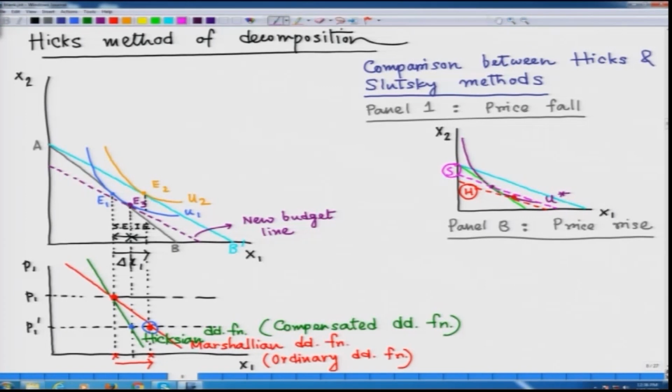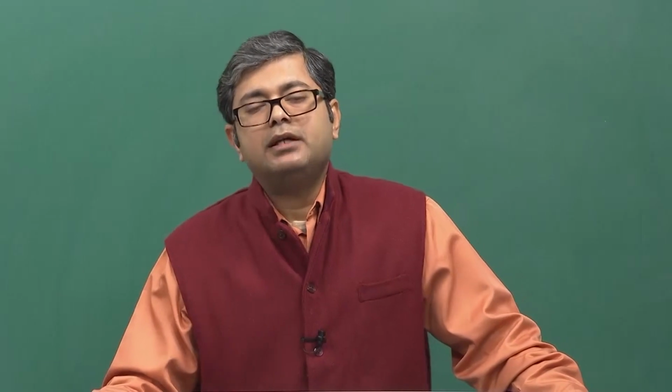Let us denote by capital S. Now, note that this Slutsky method suggests a new budget line which lies above the compensated budget line, the income adjusted budget line proposed by Hicks. So, of course, the Slutsky budget line is going to be tangent with a higher level of utility, depicting a higher indifference curve. So, in the Slutsky method, utility does not remain the same due to this monetary income adjustment, utility actually rises.